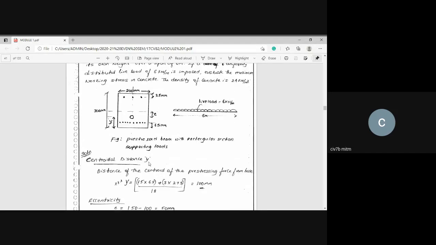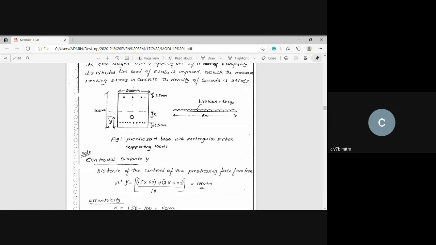So first, in order to calculate the pre-stressing force, where exactly I need to induce the pre-stressing force, I need to go with eccentricity. Since he has not given the eccentricity, we already know that eccentricity is defined as the distance between the centroidal distance of the pre-stressing force induced through the tendon and the centroidal distance of the section. So that distance is called eccentricity.